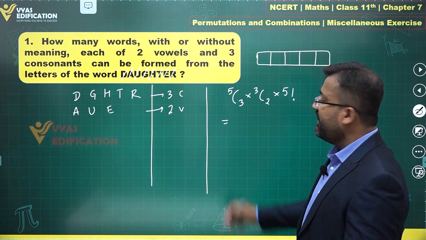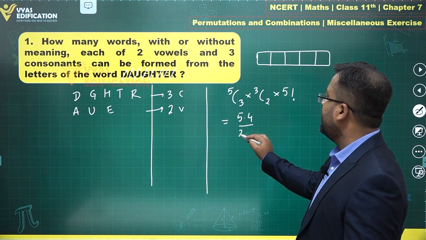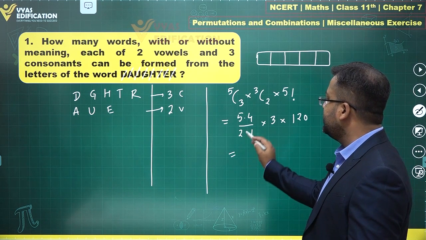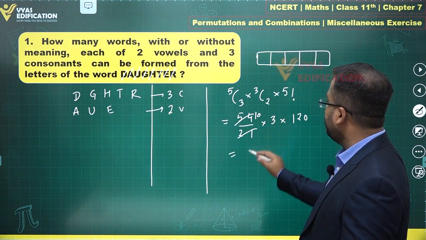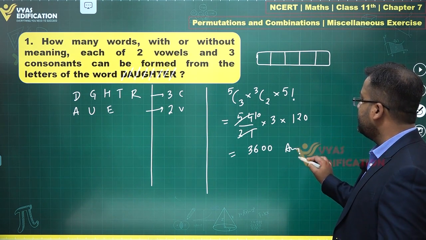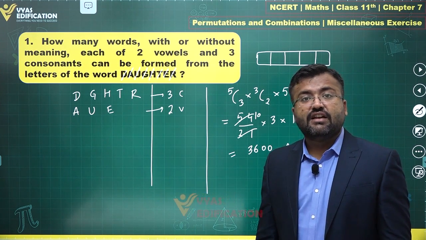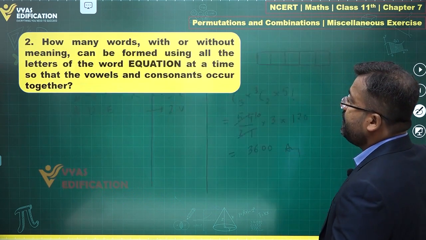So the value of 5C3 is the same as 5C2, which is 5 times 4 over 2 times 1. 3C2 is the same as 3, and 5 factorial is 120. This is 10 actually, and 10 times 3 times 120 is 3600. This is my answer for this question. These many words can be formed using these ideas, right? That's all you have in this question. Moving on to the next one.